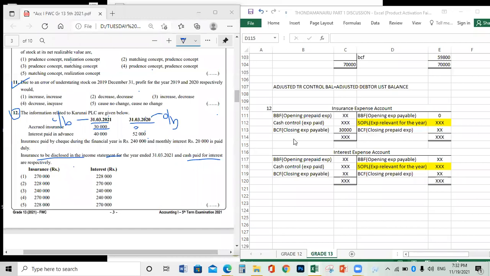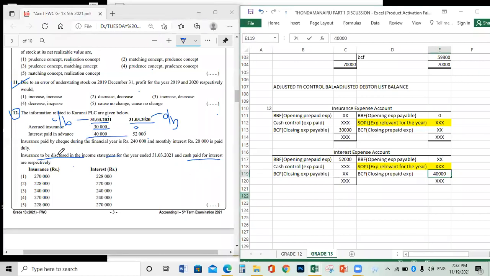Prepaid interest is an asset. You have paid in advance, guys. It's an asset account, so it will come in the debit side. Opening is 52,000. And the closing prepaid is how much? Closing prepaid is 40,000. Here it's given 40.